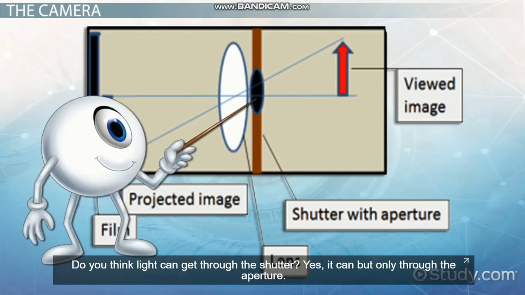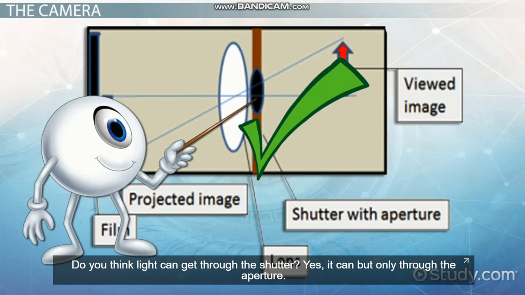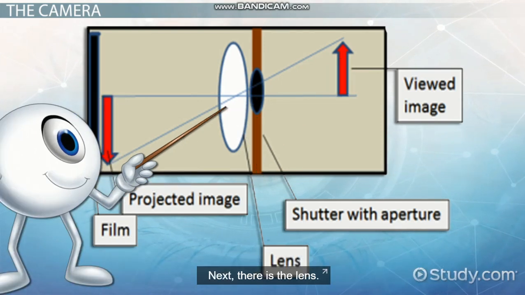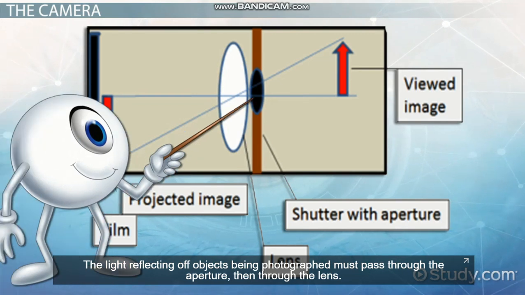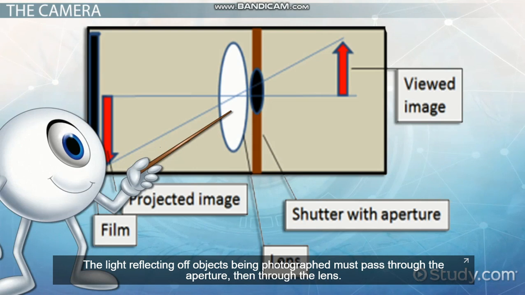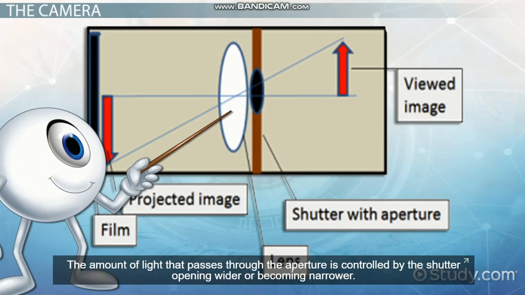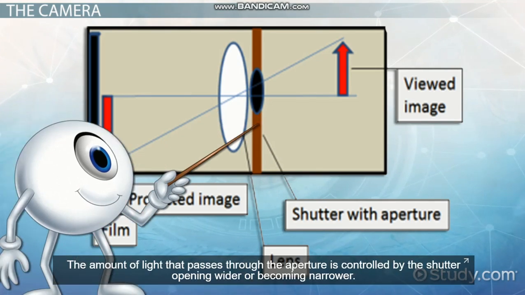Do you think light can get through the shutter? Yes, it can, but only through the aperture. Next, there is the lens. The light reflecting off objects being photographed must pass through the aperture, then through the lens. The amount of light that passes through the aperture is controlled by the shutter opening wider or becoming narrower.